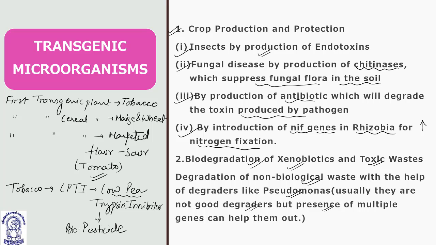So the cowpea is a category or a type of pea. The cowpea trypsin inhibitor helps as a biopesticide, which is done by the tobacco as a mediator, as a transgenic plant. Okay. Then golden rice, reversible tomato, potato, bananas, many more.